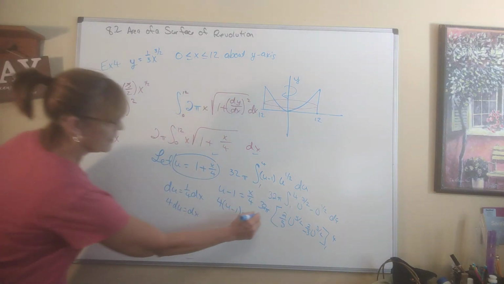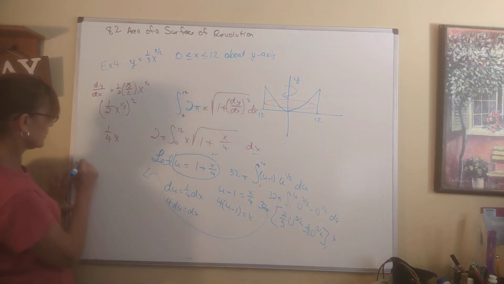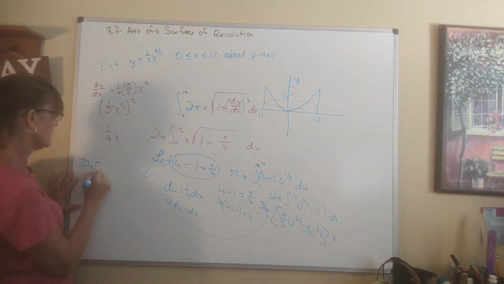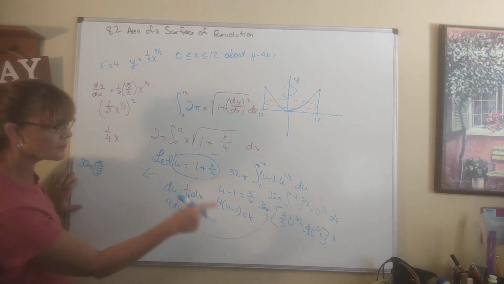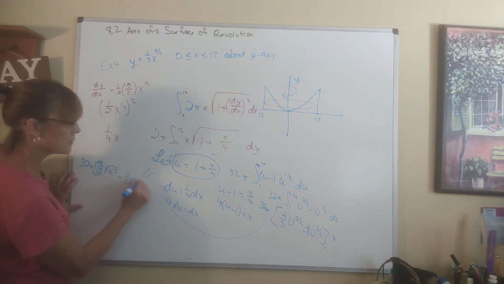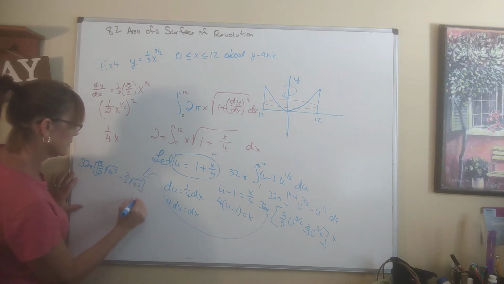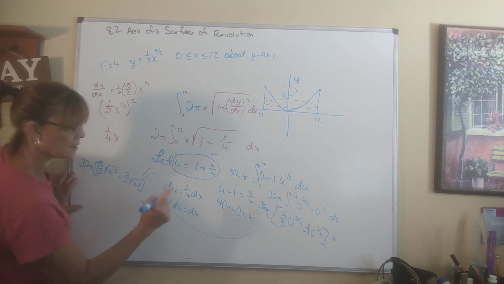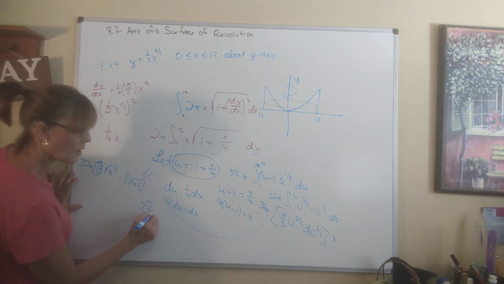Okay, I need a little more room. Over here, 32 pi. This is 2/5 times the square root of 4 to the 5th, minus 2/3 the square root of 4 cubed, minus 2/5 the square root of 1 to the 5th, which is a 1, minus 2/3 the square root of 1 cubed, which is a 1, just like that.